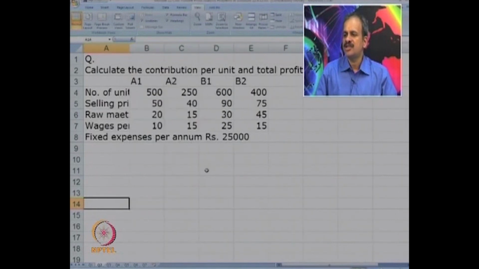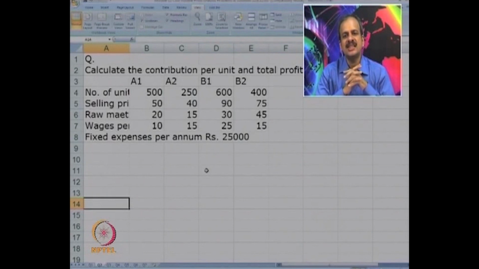I will just push it this side so that you can see it. Number of units are 500, 250, 600 and 400. The selling prices are 50, 40, 90 and 75 respectively. Raw material costs and wages are also given, and we are also given fixed expenses of 25,000. They are naturally common, not for each product.